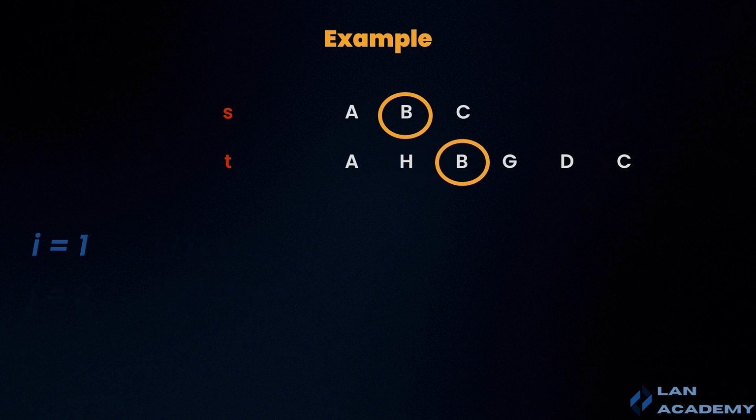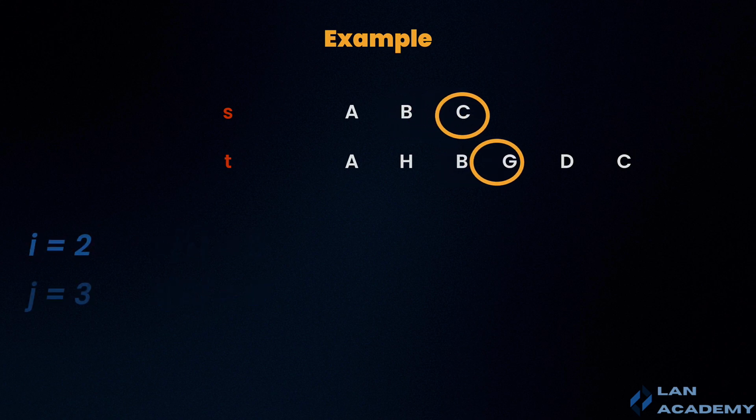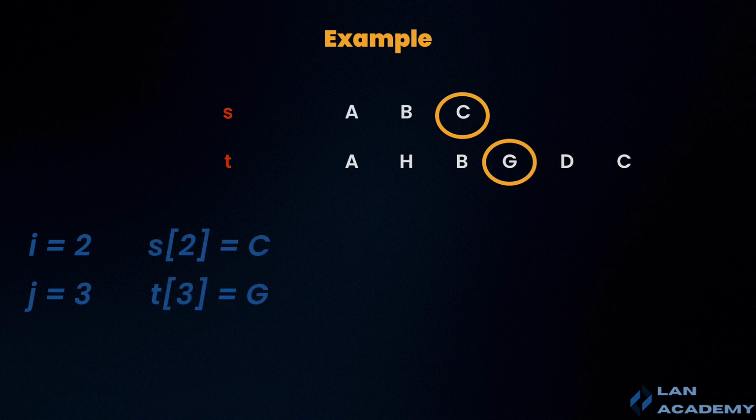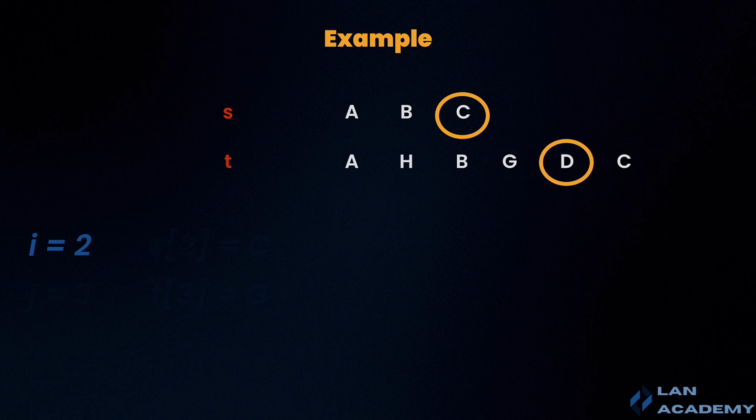i equals 1, j equals 2. Compare S[1], B, with T[2], B. They match, so move i to 2. i equals 2, j equals 3. Compare S[2], C, with T[3], G. No match, so move j to 4. i equals 2, j equals 4. Compare S[2], C, with T[4], D. No match, so move j to 5.